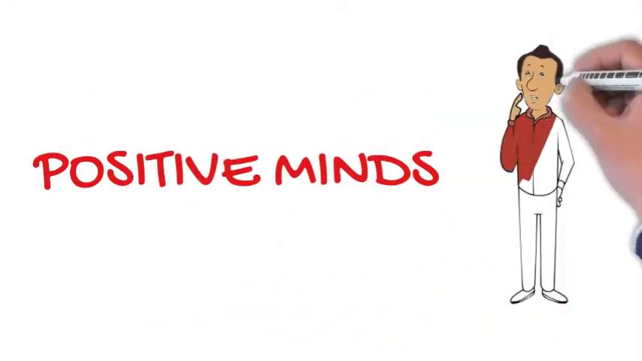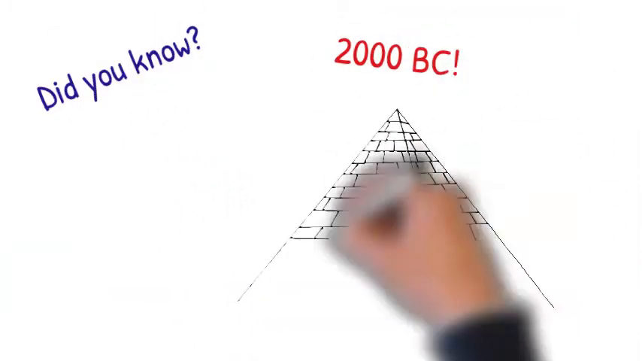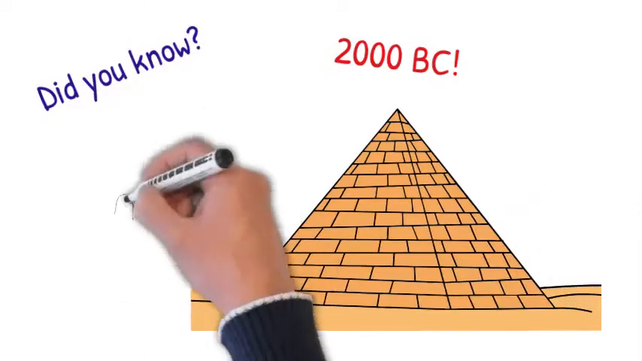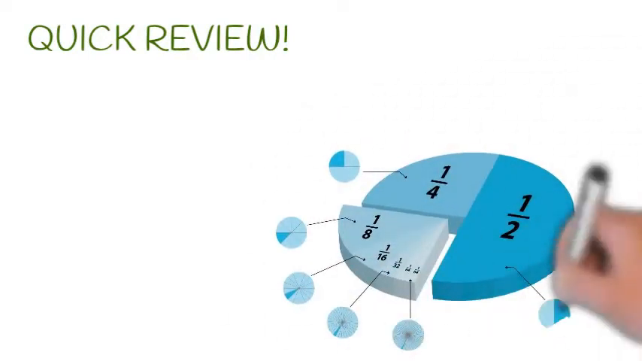Our topic for today is about fractions. Did you know, around 2000 BC, the earliest known use of fraction comes from the Middle Kingdom of Egypt? Quick review. A fraction is a numerical representation indicating the quotient of two numbers.